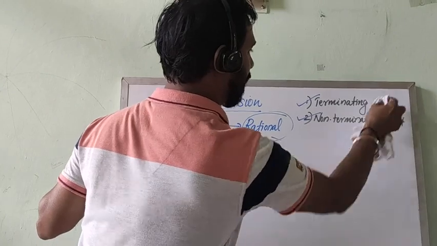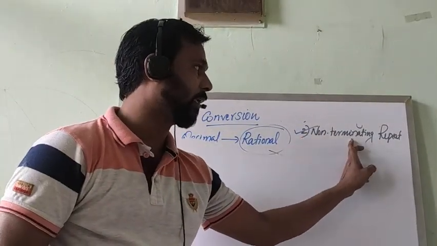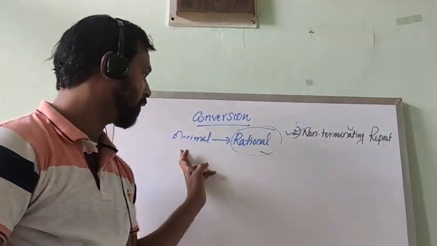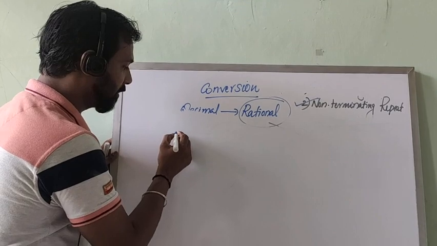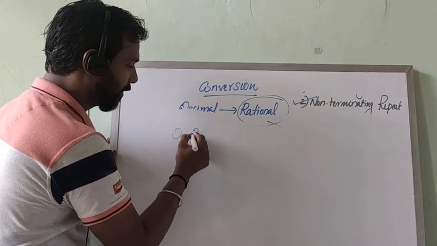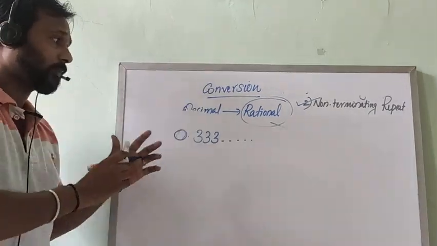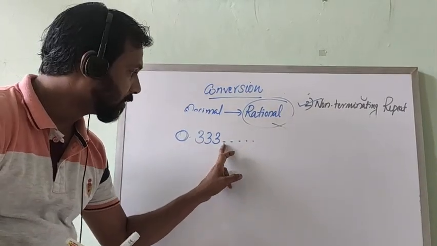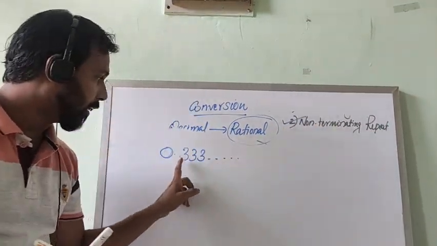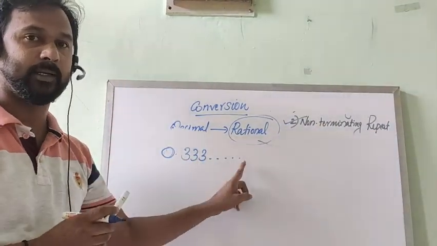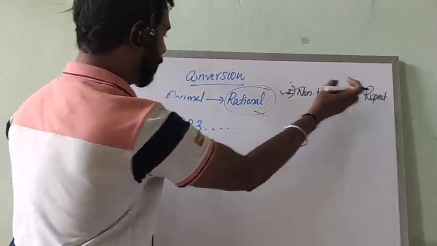Next, which one? This one. Now this is the main point. How to convert a non-terminating but repeating decimal into a rational. Let us consider an example. Suppose this is the simplest one, 0.333, etc. So, which type of decimal? This 'etc.' means non-terminating. See what repeats here, the digit 3 is repeating many times. Therefore, this is an example of a non-terminating repeating decimal.